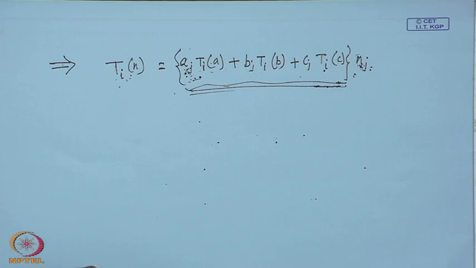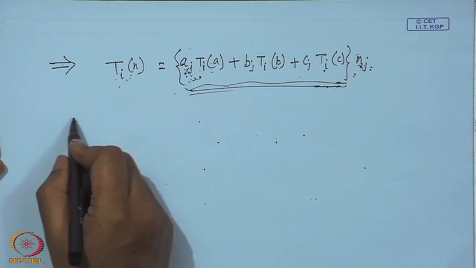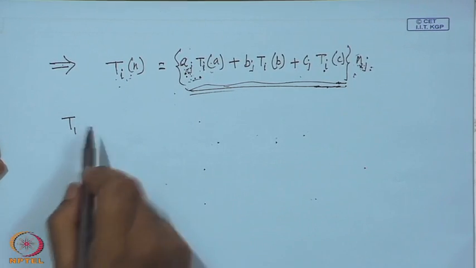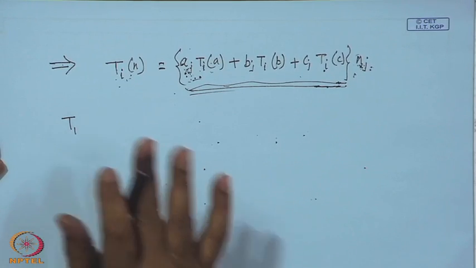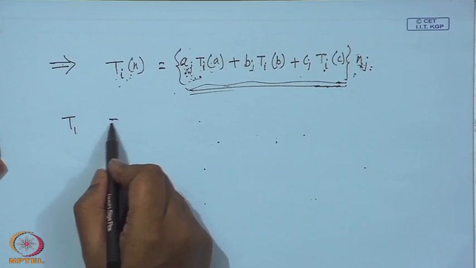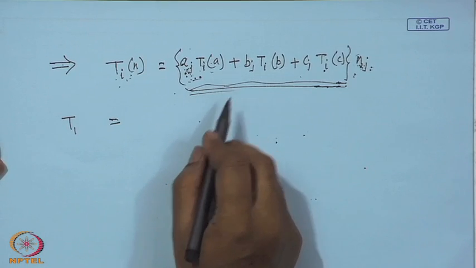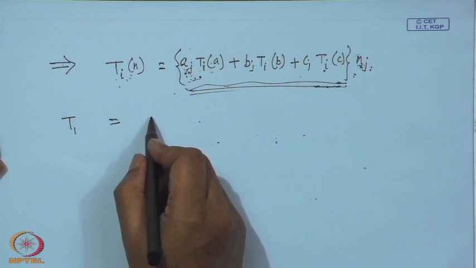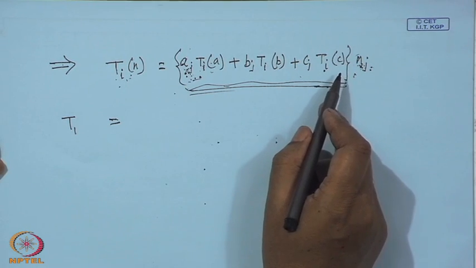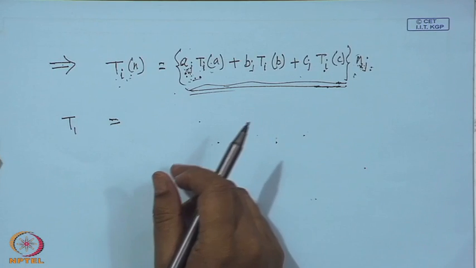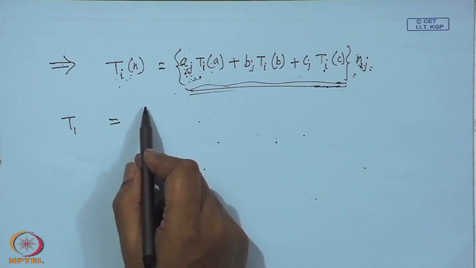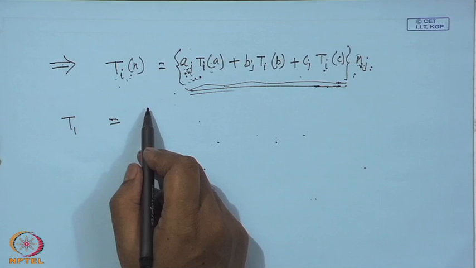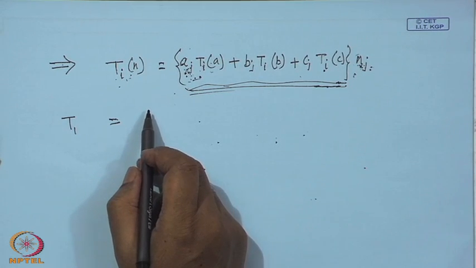So, for simplicity, let us say if you want to write what is T 1, the first component of the force, let us write it T 1, and this n all the time we are not writing. Can you write? Someone can tell me what it is? You have fixed i as 1.